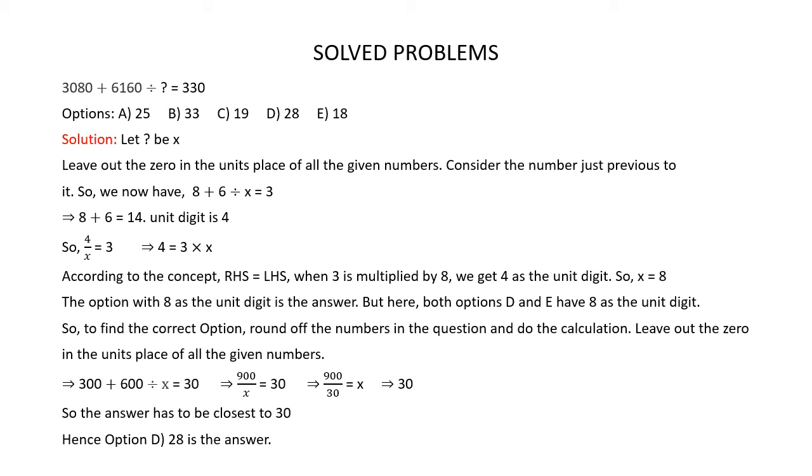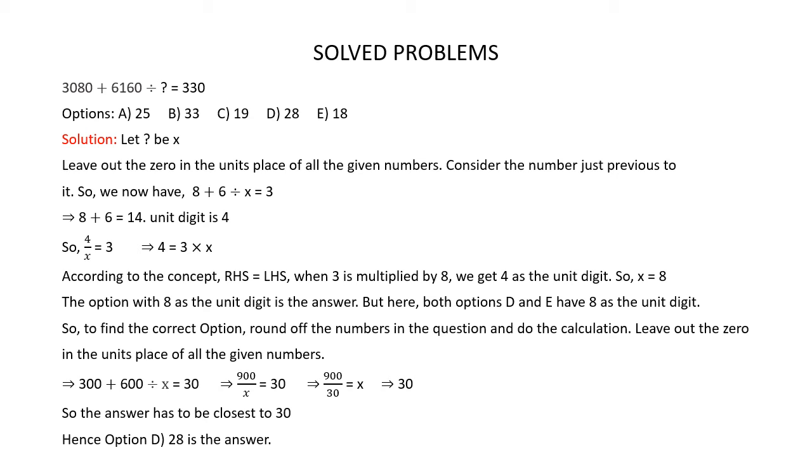So 308 when you round it off, you will get 300. 616 is rounded off to 600. 33 is rounded off to 30. So now you have the equation 300 plus 600 divided by x is equal to 30, which is 900 divided by x is equal to 30, or 900 divided by 30 is equal to x. 900 divided by 30 is 30. So x is equal to 30.